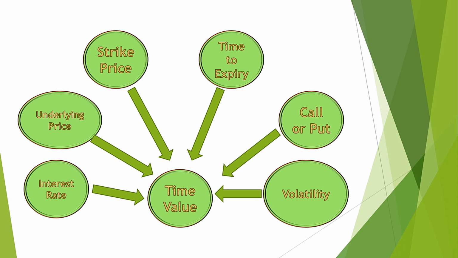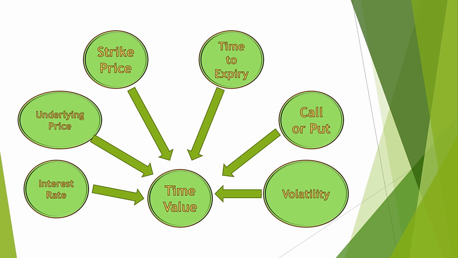The next factor affecting option prices is time to expiry. Time to expiry affects time value in a big way. Time to expiry means number of days remaining from current date till expiry date of the options contract. It has direct relationship. More number of days to expiry means more time value.